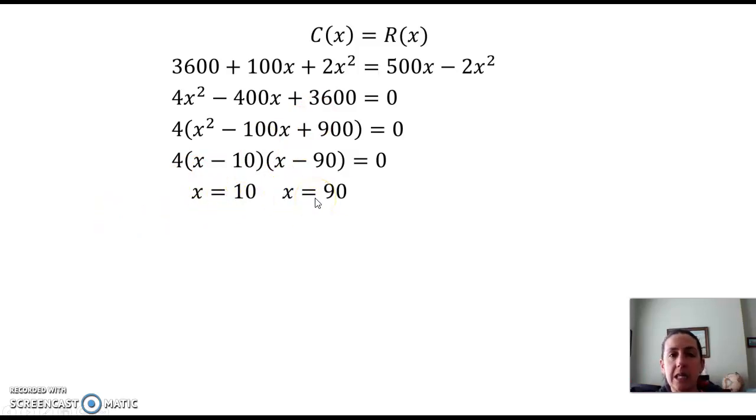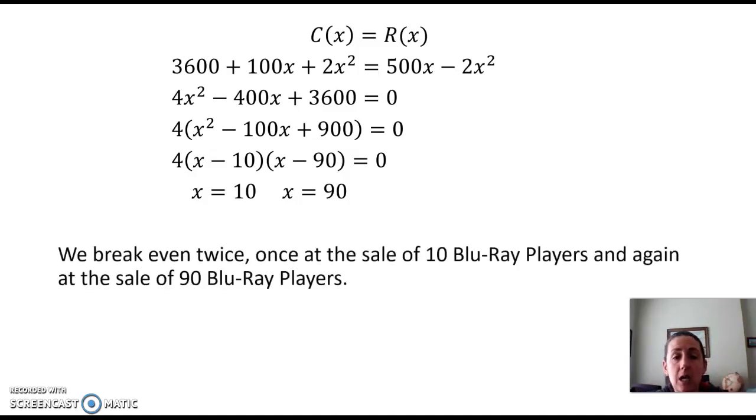What does this mean? This means we're going to break even twice. If you think about it, when you start selling a product, your sales go up, you eventually break even. They continue to go up, but eventually pretty much everybody who wants one has one, so your sales start to come down. You break even again, and then you might start to lose money. So it does make sense in the business world to break even twice. We break even twice at the sale of 10 Blu-ray players and again at 90.